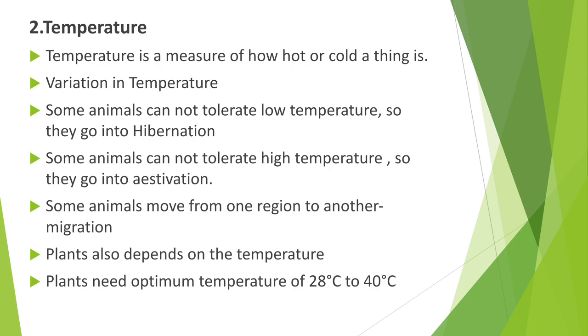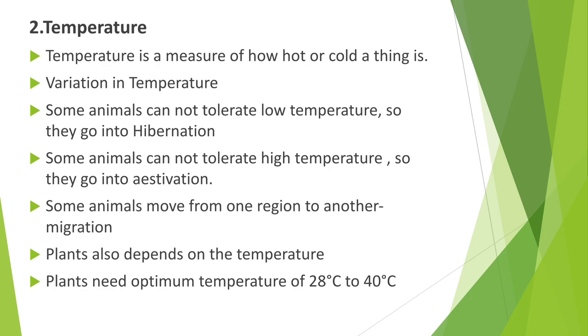Second one, temperature. Temperature is a measure of how hot or cold a thing is. The temperature varies in different regions and also within the same region at different times of the day. In the morning the temperature is low, in the afternoon it is too hot, and in the night it reduces again. So there are changes in temperature at different times.